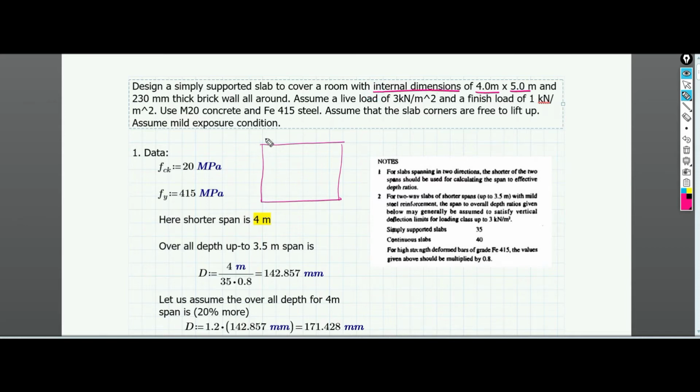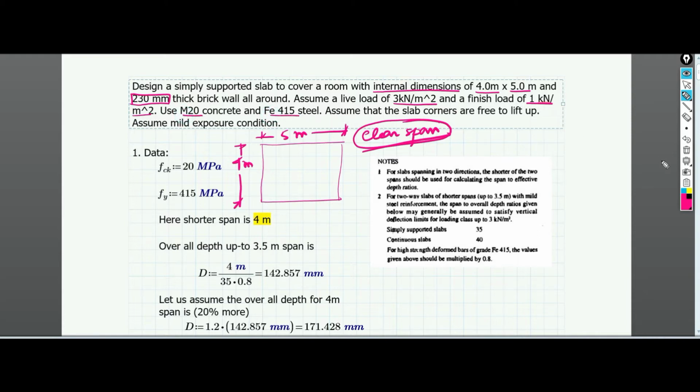That means suppose this is the size, this is 4 meter and this is 5 meter, and these are clear distances, clear span you can say, because these are internal dimensions. These are supported on a brick wall of 230 mm thick. The support width is 230 mm. Assume a live load of 3 kN per meter square, finished load of 1 kN per meter square. Use M20 and Fe415 grade.